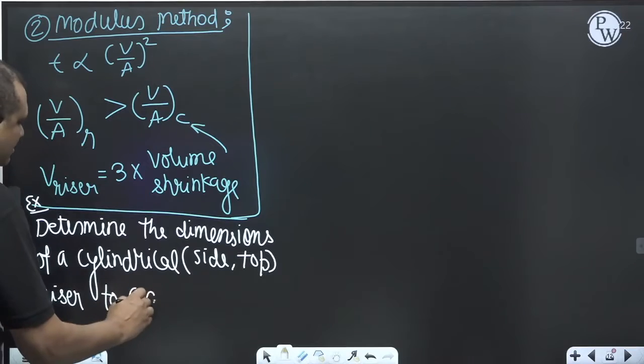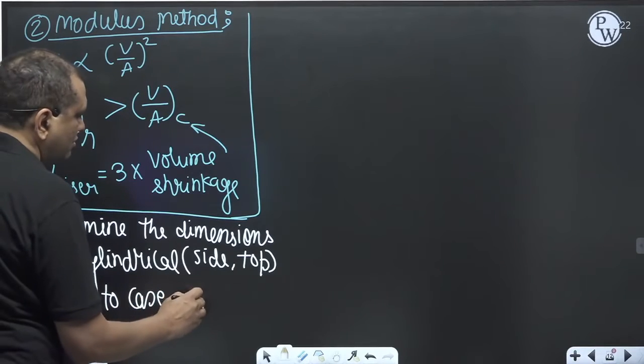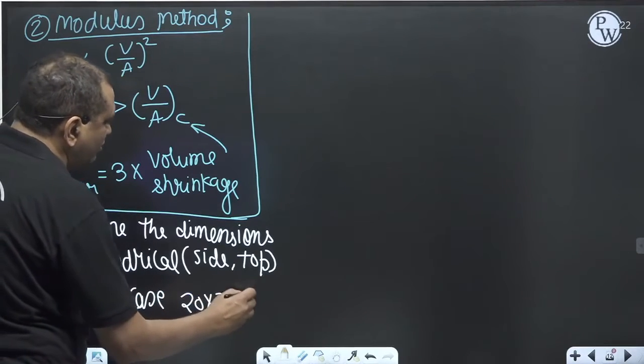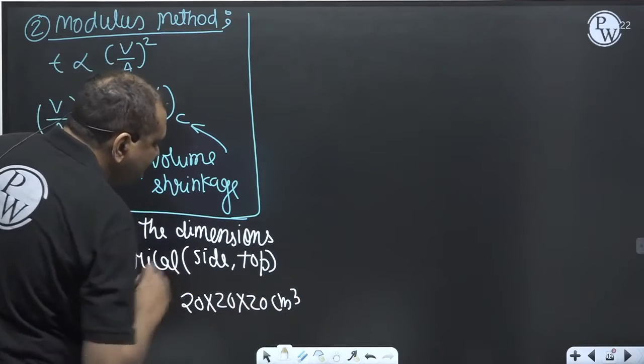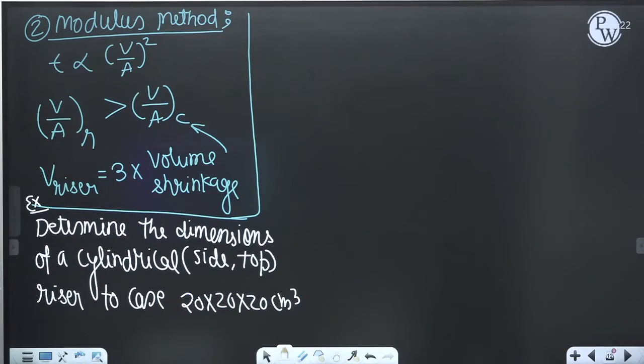to cast a 20 by 20 by 20 centimeter cube, having volumetric shrinkage 9%.